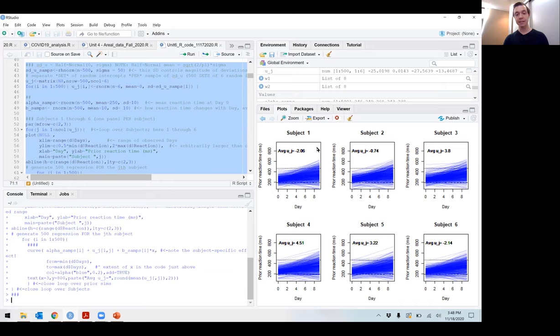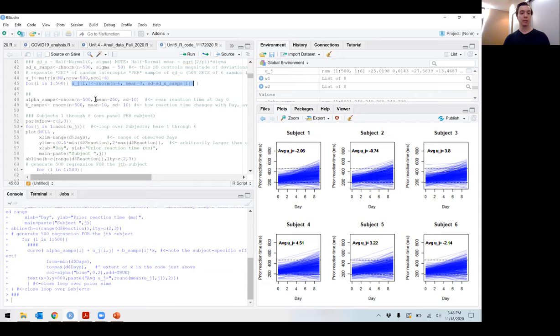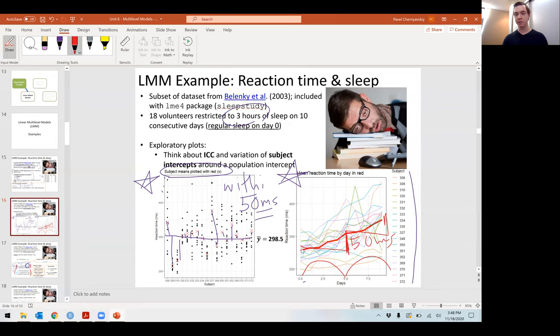I'm pretty happy with this set of hyperparameters. So half normal 50, that is informing my set of random intercepts. My alpha centered at 250 being right around there, right around the average reaction time on day 0. So day 0 is of course the baseline where they got regular sleep.